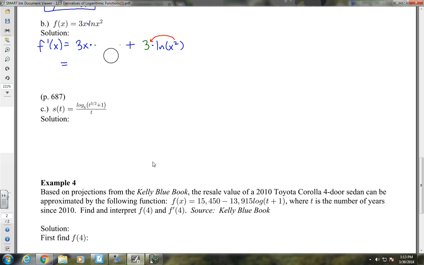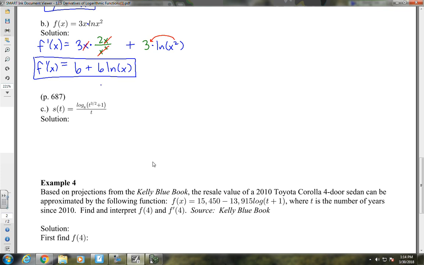Let me go back a little bit. We had 2x over x squared. But in the top, we have x times x, which is x squared, and that cancels the x squared in the bottom. So that first term simplifies nicely just to 6. And then we can call the next part 6 natural log of x. So the derivative is 6 plus 6 natural log of x.